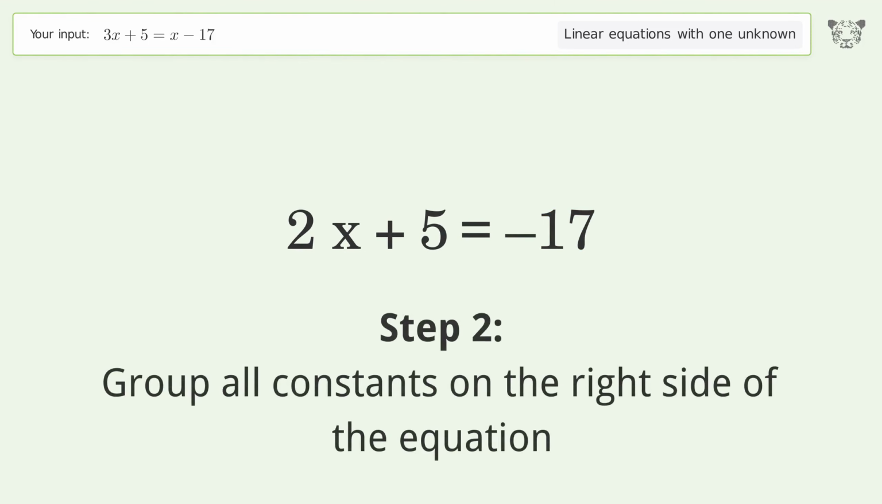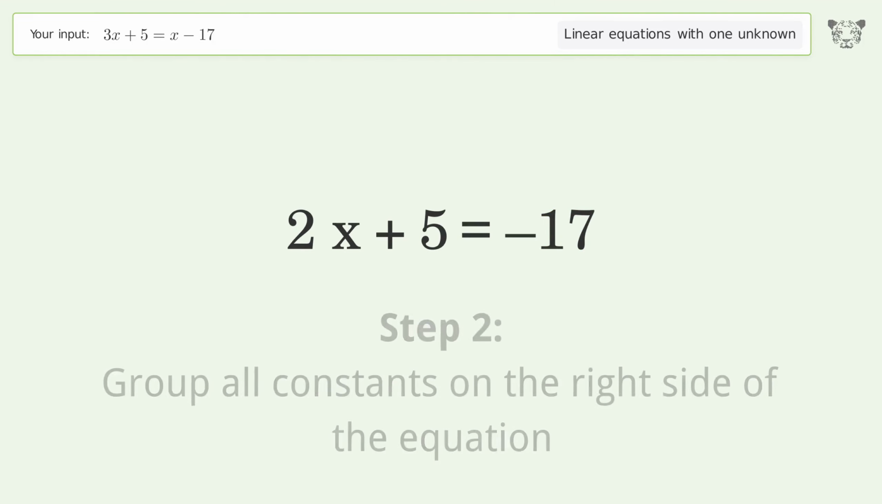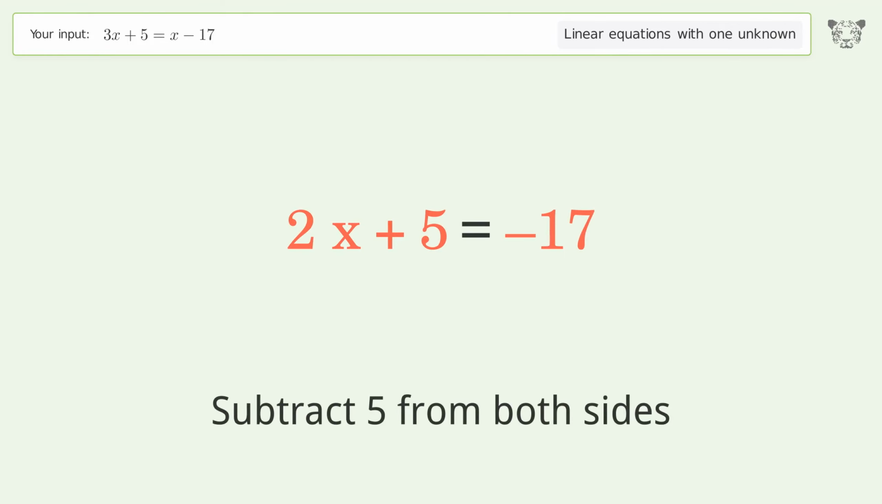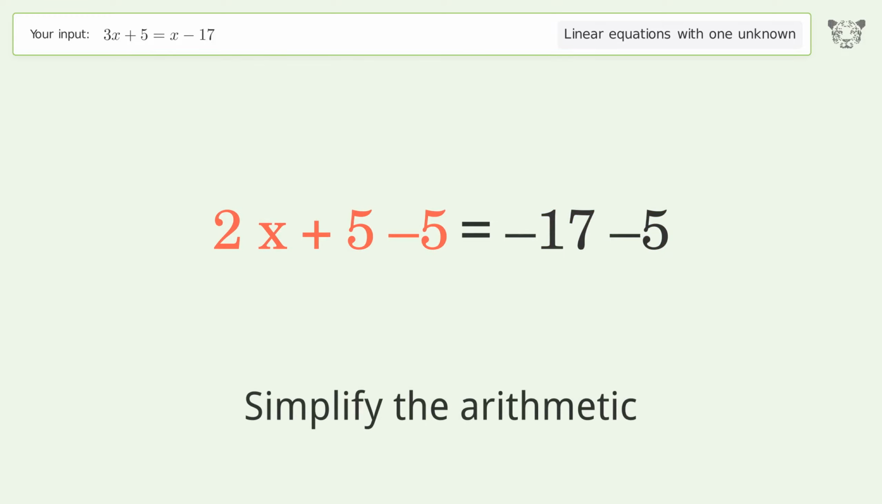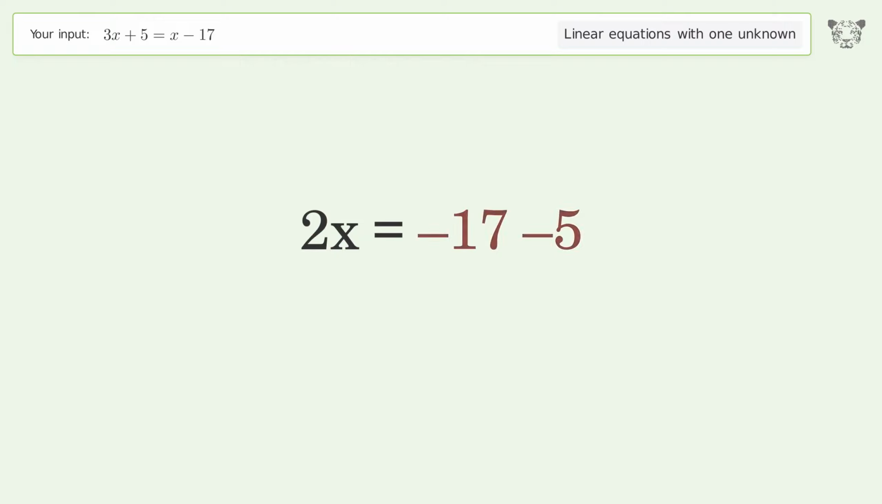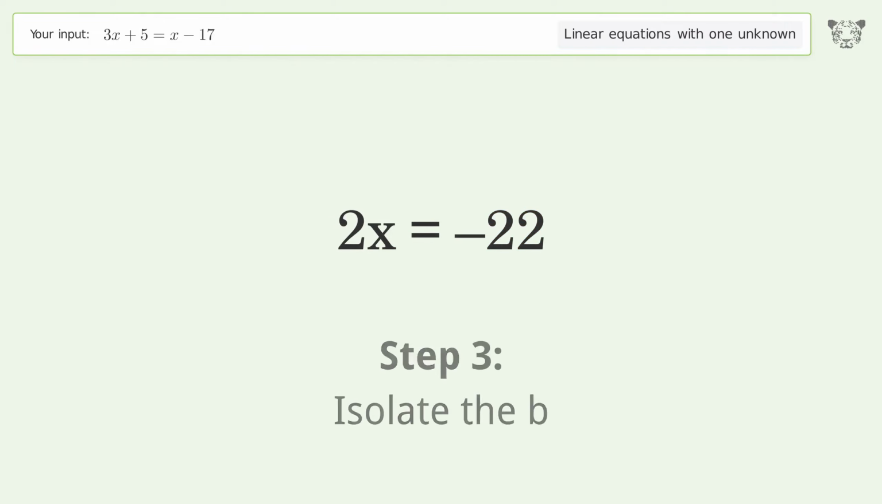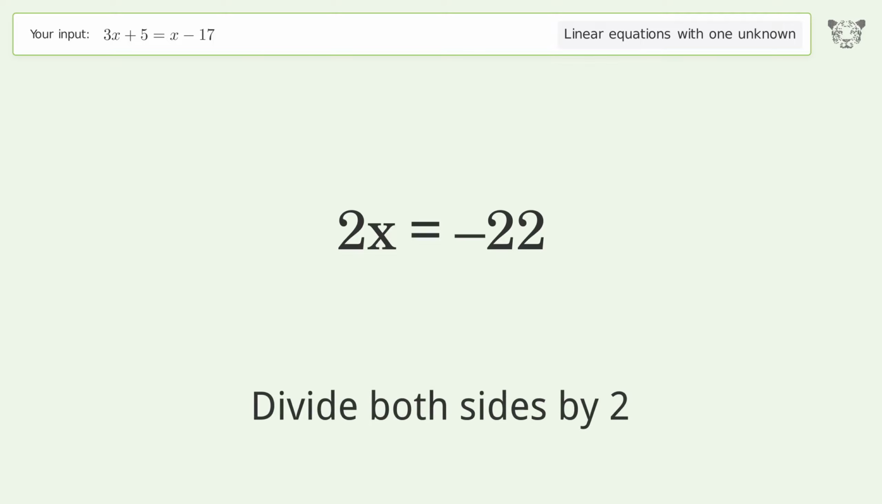Group all constants on the right side of the equation. Subtract 5 from both sides. Simplify the arithmetic. Isolate the b. Divide both sides by 2.